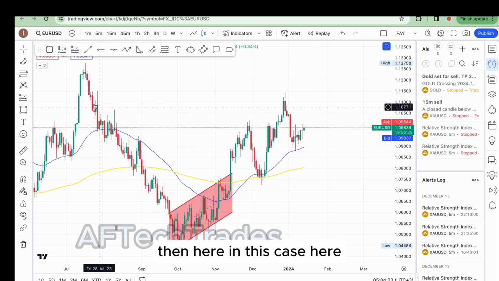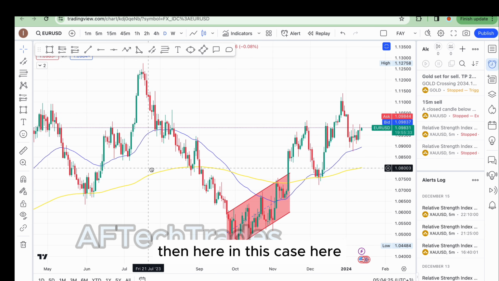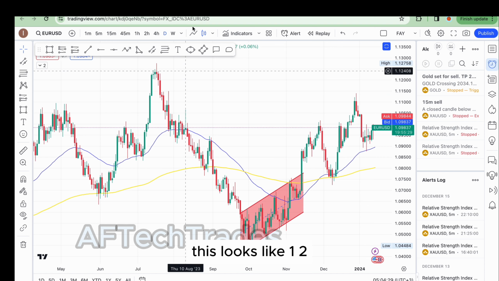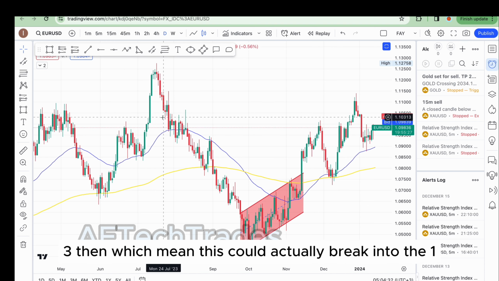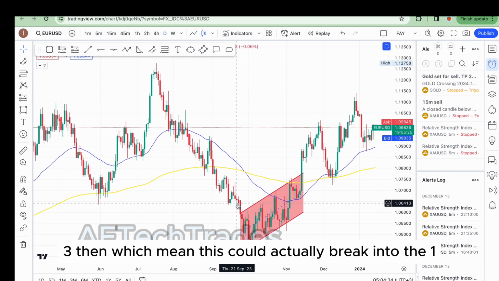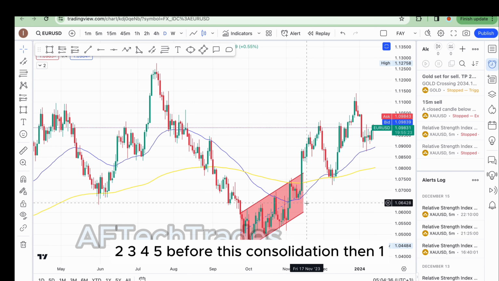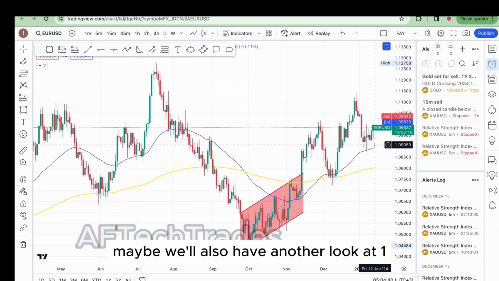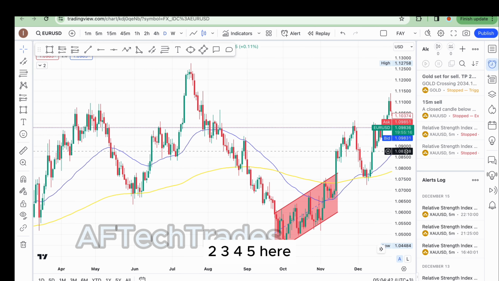This is one way or the other. Then here, in this case, we had clear, if we look at this, it looks like 1 2 3, which means this could actually break into the 1 2 3 4 5 before this consolidation, then 1 2 3, and maybe we will also have another look at 1 2 3 4 5 here.